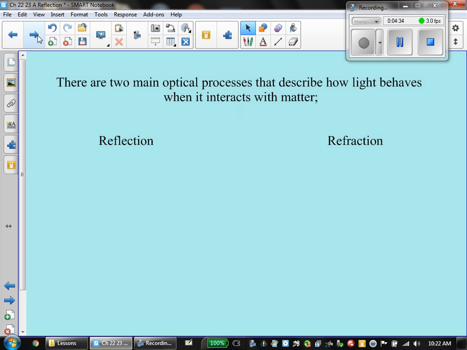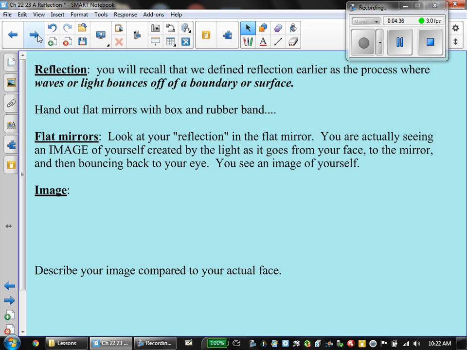So again, we're going to take a look at reflection and refraction. Today we'll concentrate on reflection. Now reflection simply means that a wave or light bounces off a boundary or surface. So it hits the boundary, it does not pass through, and it comes back out. You've seen this before. Every morning you stand in front of a mirror. You don't see yourself, you actually see your image. It's an optical representation of you. It looks like you're standing behind a mirror. You're not, obviously. So we say we see the image of the person with a flat mirror.